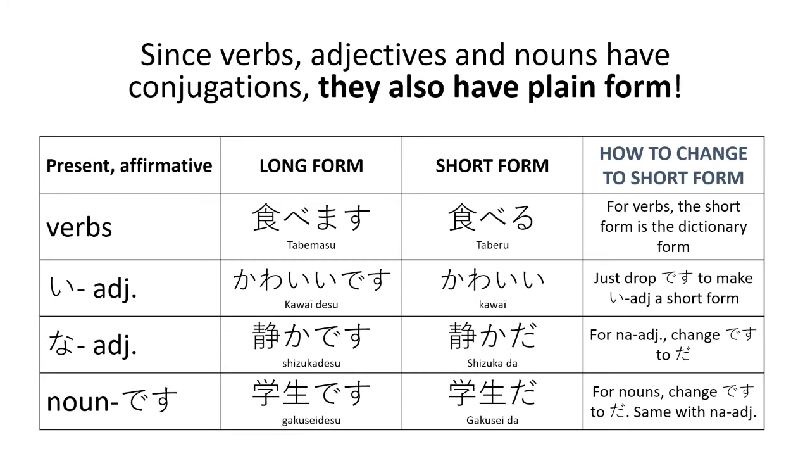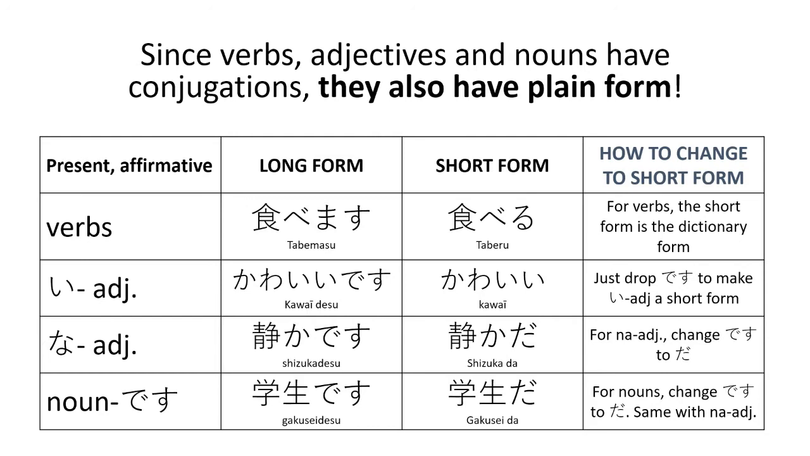Now look at this table. This is the present affirmative forms of the verbs, the i and na adjectives, and the noun. For the long form, as we have learned already in the previous lessons, for verb, tabemasu, the masu form, eat, I eat, you eat. For i adjective, kawaii desu. It is cute or pretty. Shizuka desu. Quiet, it is quiet. Gakusei desu. I am a student, we are students.